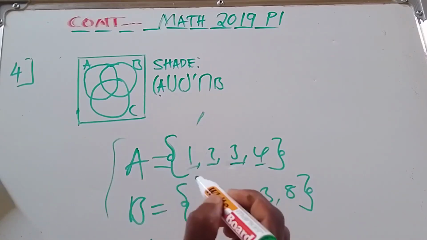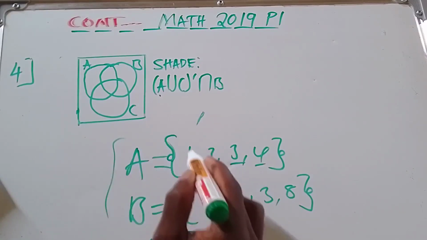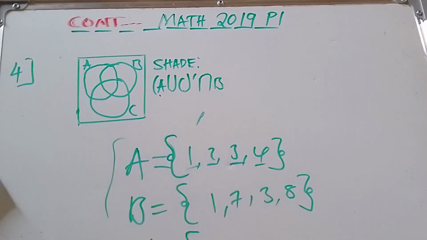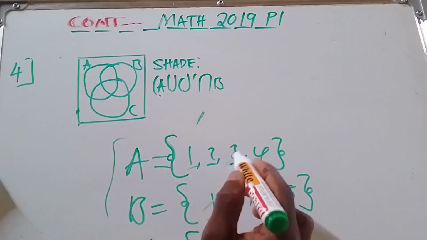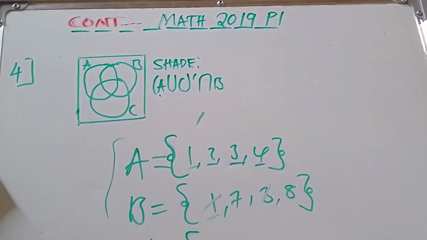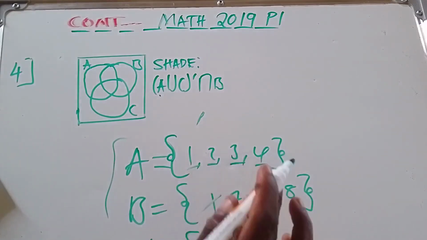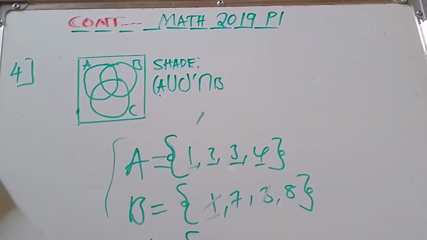So which elements are in A? Elements which are in A are 1, which is this one, so we are going to exclude this one. 2, 3. 3 is going to be excluded. And then 4. So our answer for this question is just 7 and 8. I hope you have gotten that.